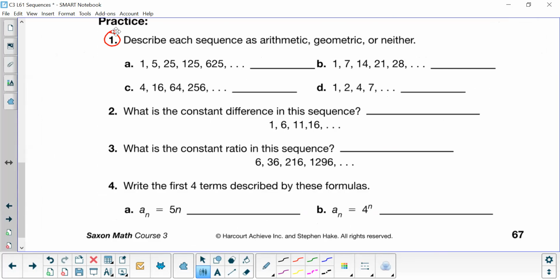Describe the sequence as arithmetic, geometric, or neither. Remember, arithmetic is adding, geometric is multiplying, and neither might be a combination of the two, or might have an exponent type relationship, as we were looking at some of those other ones. Number 2 is another one I'd like you to do, and number 4. So please work through those problems on your note sheet, bring them to class, and we will check them over and move on with our assignment.